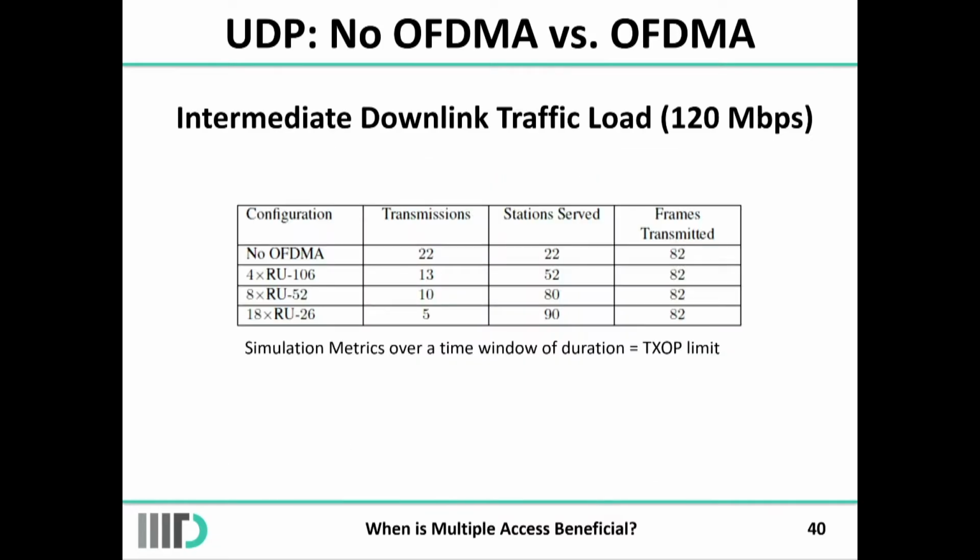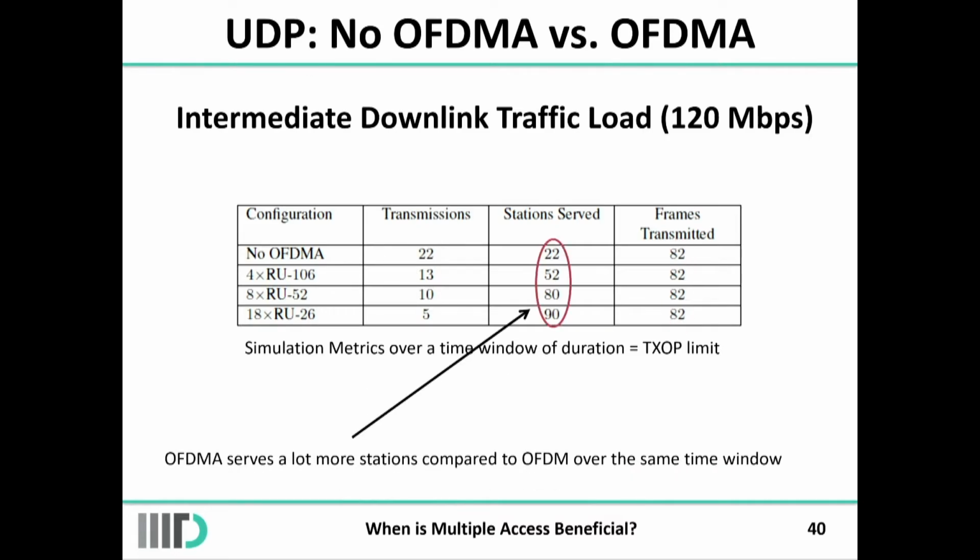Now if you tabulate this, it is again the same set of table that I prepared for high downlink traffic load. The total number of transmissions non-OFDMA made within a Tx op limit was about 22, and this was the case for others. Stations served was this, and the frames transmitted is exactly the same. Since the frames transmitted is exactly the same, that is why the throughput is exactly the same. But if you look at the stations served, it is higher of course for 4 cross, 8 cross and 18 cross, and this is the reason you get lower latency in intermediate traffic load.